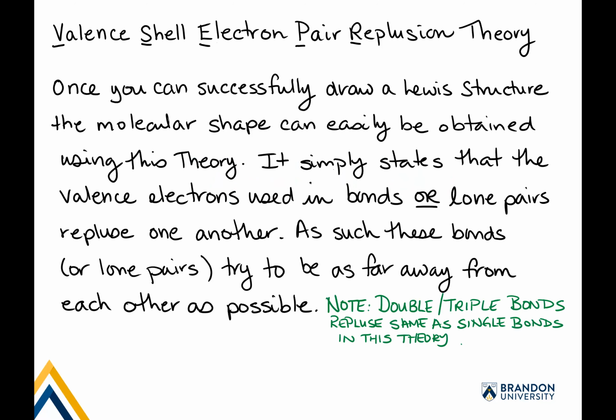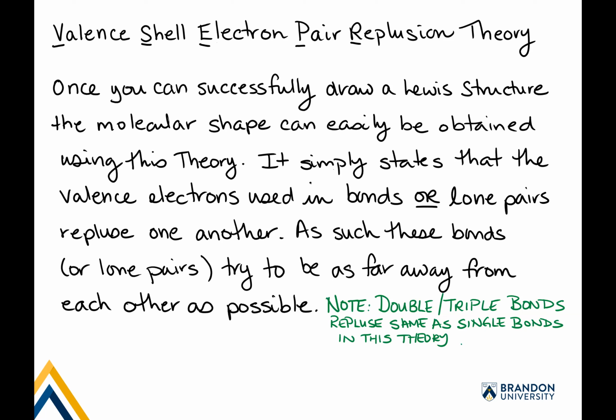Okay, valence shell electron pair repulsion theory. So, to be able to utilize this correctly, essentially you need to be able to draw a Lewis structure. And then once you've been able to do that, you can ascertain the shape using this little theory.